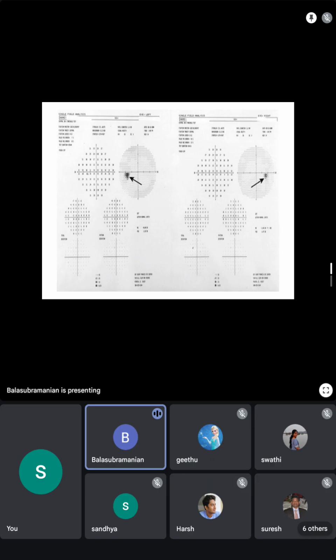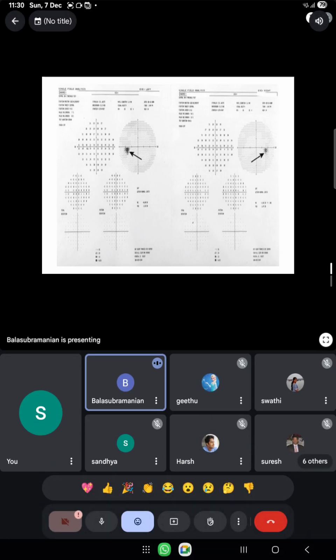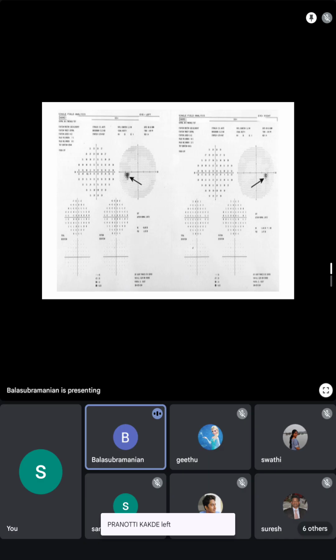So I would like to conclude by saying you have to be systematic in looking for all the points, and this is a perfectly normal person's field.